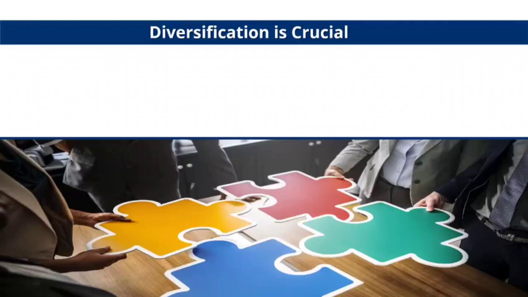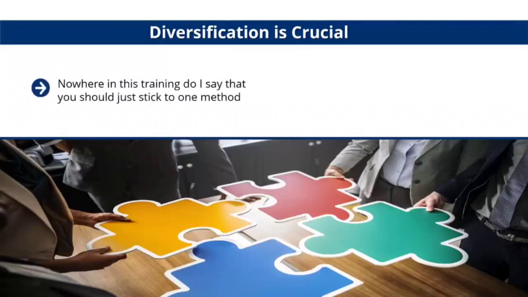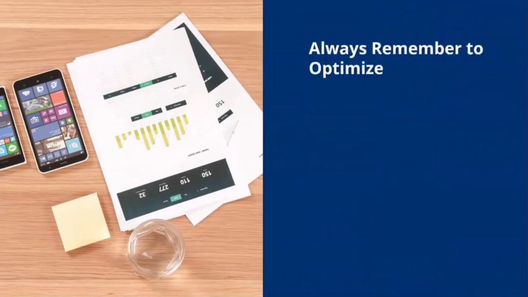Diversification is crucial. Nowhere in this training do I say that you should just stick to one method. At the very least, you should stick to maybe 3 to 5 methods. This way, you will always have a backup if your preferred method, for some reason or another, falls apart. In this game, nothing lasts forever. So do yourself a big favor, make sure that you always have backup sources of traffic for your conversion tools. Always remember to optimize. Optimization is a never-ending process. Don't think that just because you're able to convert at a certain percentage that you're stuck there. There's always room for improvement. The only question is how much time you have for it.